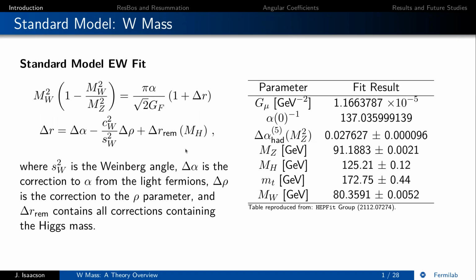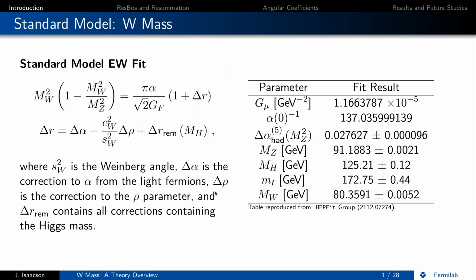You can then do a global fit to all the electroweak data available, fixing some input parameters such as GF and the fine structure constant at Q squared equals zero. You can fit all these different parameters, and you get a W mass of 80.3591 plus or minus 5.2 MeV. So this is a very, very precise extracted value that you get from doing this global fit.